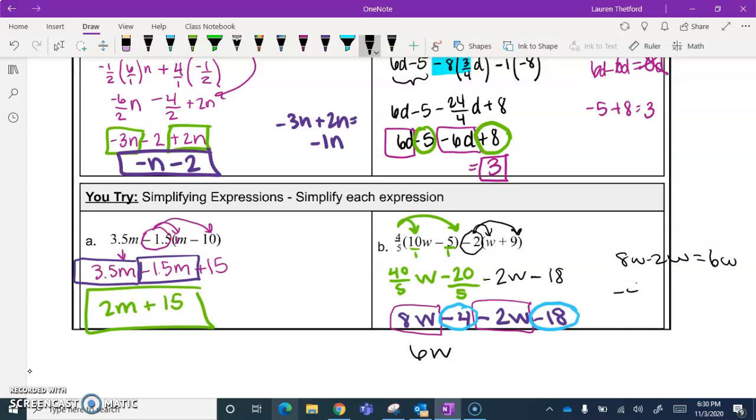And then negative 4 minus 18, keep the first, change to addition, and switch the sign of your second number. So we have same sign, they're both negative, so you can actually see that here. And so we're going to add them. So 18 plus 4 is going to be 22, and it's going to be negative because both my numbers are negative. So I have 6w minus 22 as my answer for B.